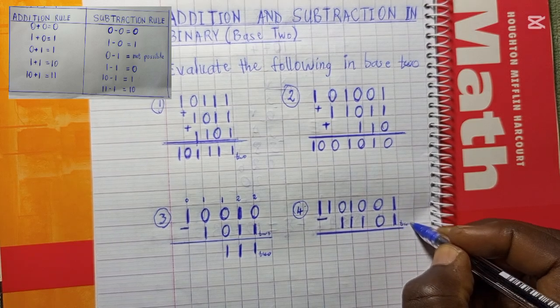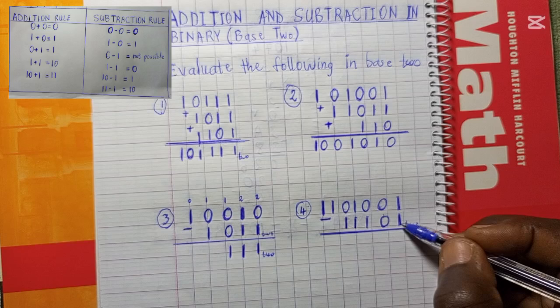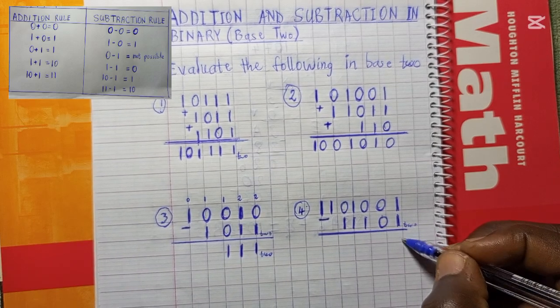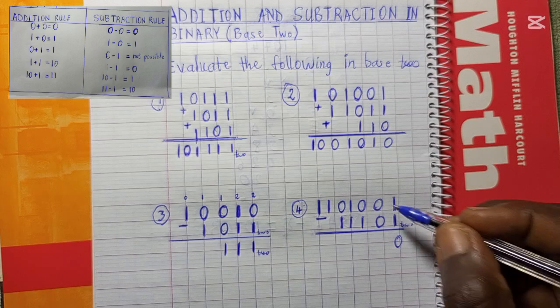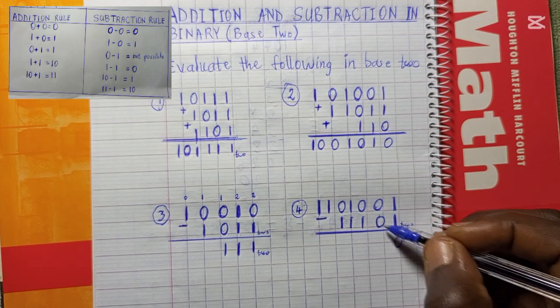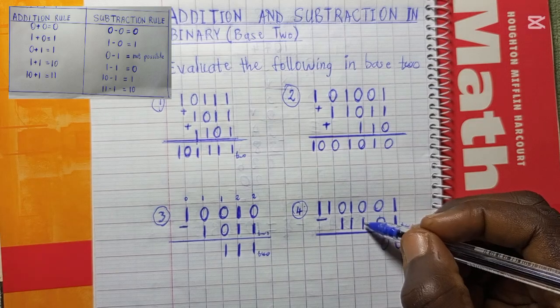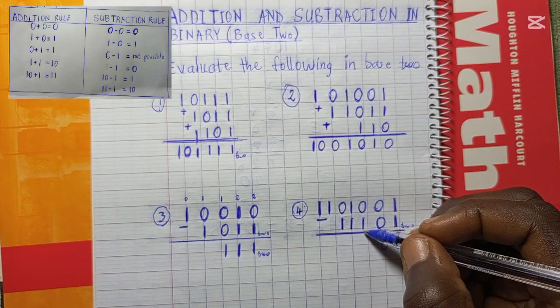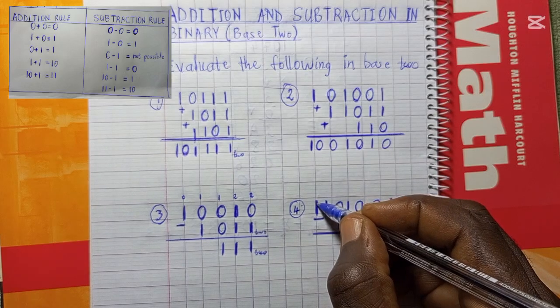Let me indicate the base also. The number 4, we have 1 minus 1 is 0. 1 minus 1 is 0. 0 minus 0 will give us 0. 0 minus 1 is impossible. So what I'm going to do is I'll borrow 1 from this one here.